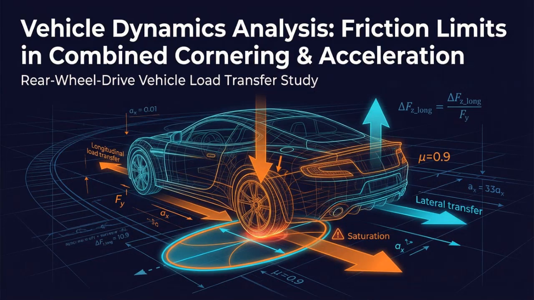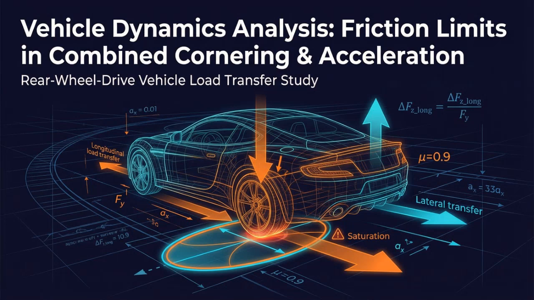Let us attempt another problem where we study the dynamics of a rear-wheel drive vehicle when it is turning and accelerating at the same time. The rear tires must generate two forces together, a longitudinal force for acceleration and a lateral force for cornering. Tire friction is limited. The total force at the tire cannot exceed the friction limit, which depends on the normal load and road grip. When more force is used for acceleration, less force remains for cornering, and vice versa.